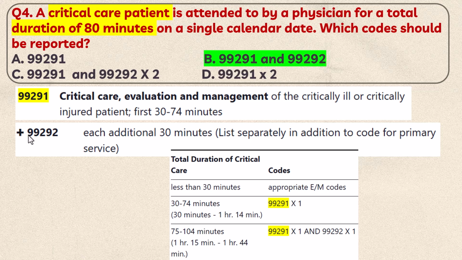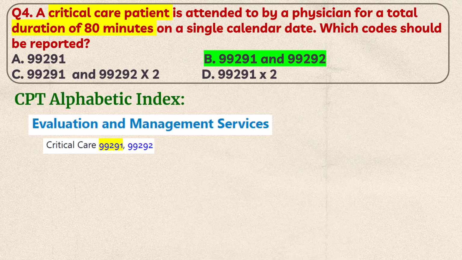So if you encounter this case in real working world, you can use the alphabetic index. Again, go to the main index term evaluation and management services, then go for the subterm, that is critical care. It will lead you to the following 2 codes. Again, come back to the tabular list and confirm the answer. Once you confirm, the correct answer will be answer B.